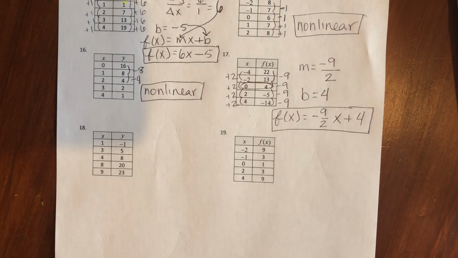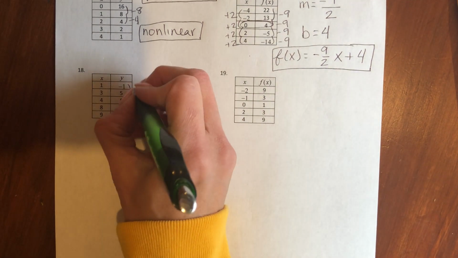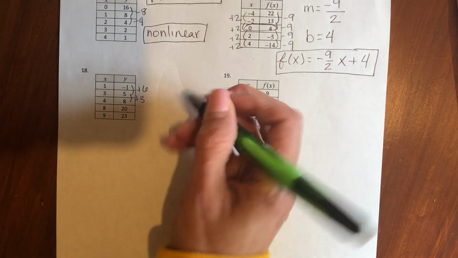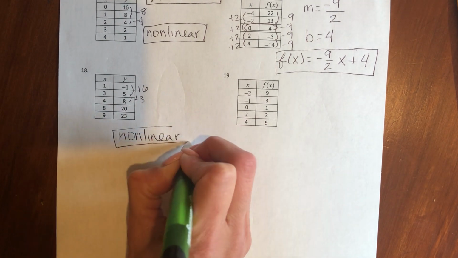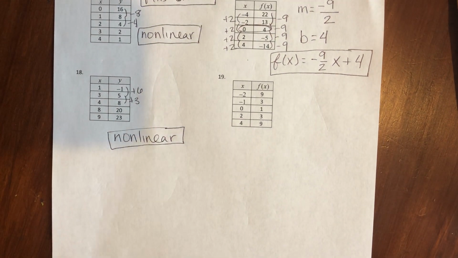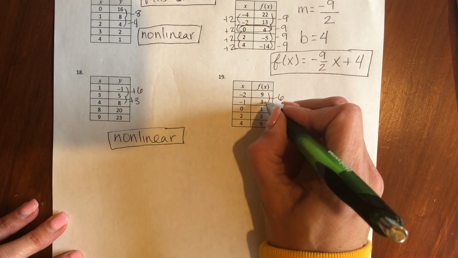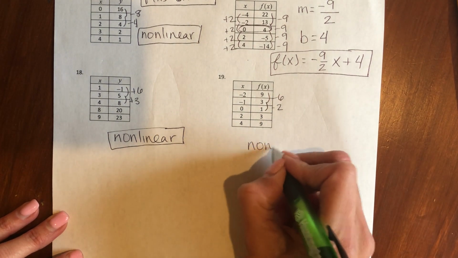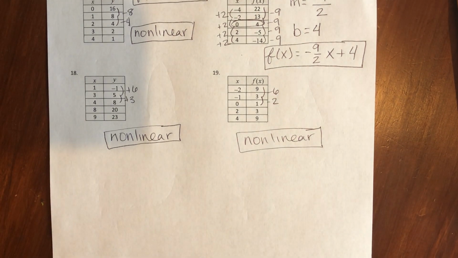All right, a couple more to do. Let's see what we got for number 18 here. So -1 to 5, that's adding 6. 5 to 8, that's adding 3. I can stop right there. I love it when you get these non-linear ones. All right, next one. 9 to 3, that's subtracting 6. 3 to 2, that's subtracting 2. I can stop right there. Perfect.